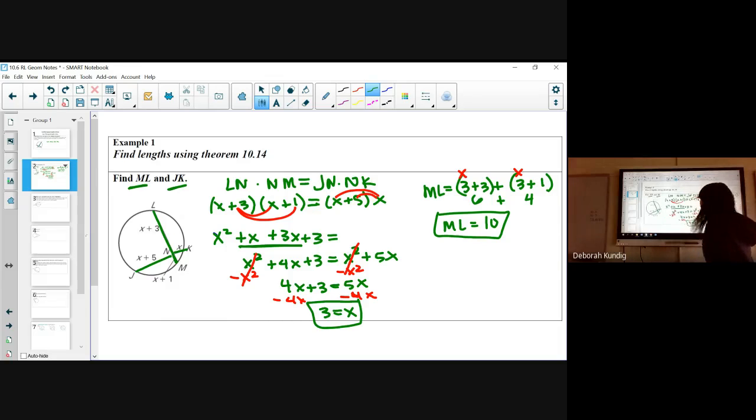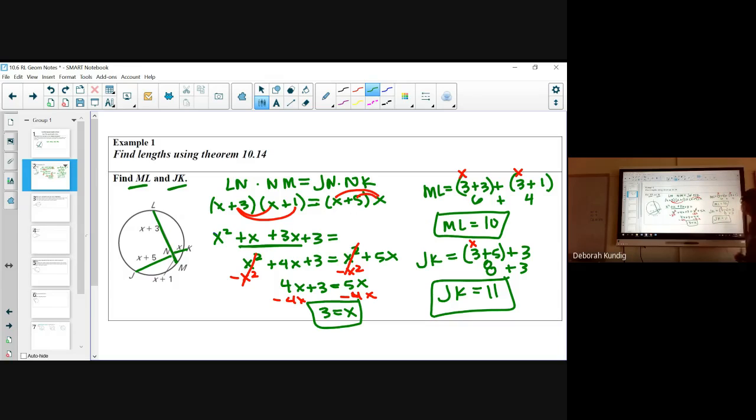The next one is JK. So x plus 5, that's going to be 3 plus 5, because x is 3. And now I'm adding it to the other length. The other length is just x, which means it's just 3. So that means it's 8 plus 3. So JK has a length of 11. Now these two can be different lengths. It's just that the product is equal to the product. So, all right, that's the first example.